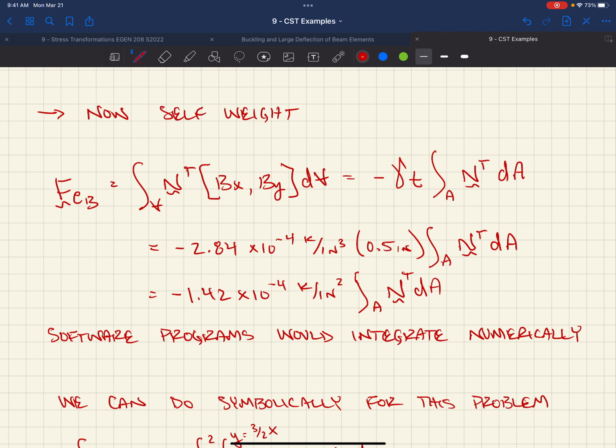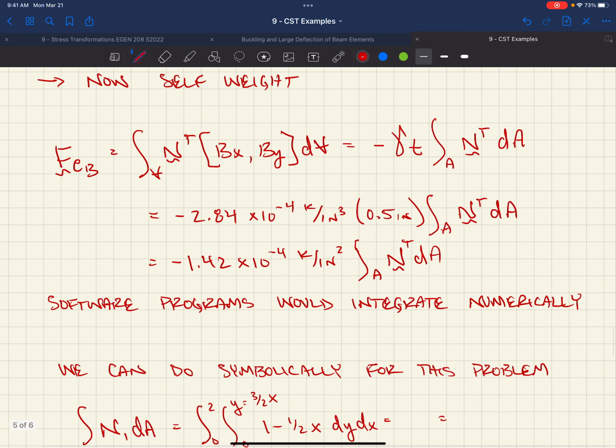Okay, now we have self-weight, which is essentially the same thing, except now we're adding another coordinate. We're going to say it's in the z direction, because it's over the volume. And if it's over the volume, we know the thickness is constant in the z direction, so we can pull that out. And we know that we have its density, which is going to provide us with an actual force. So we're going to have density times thickness, and then we have the integral over the area.